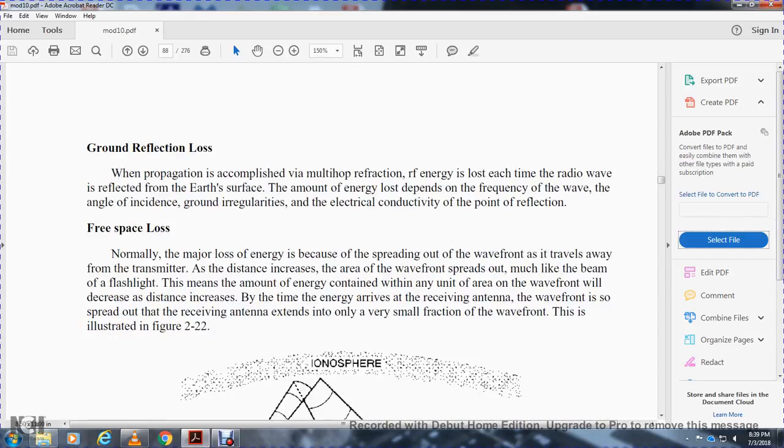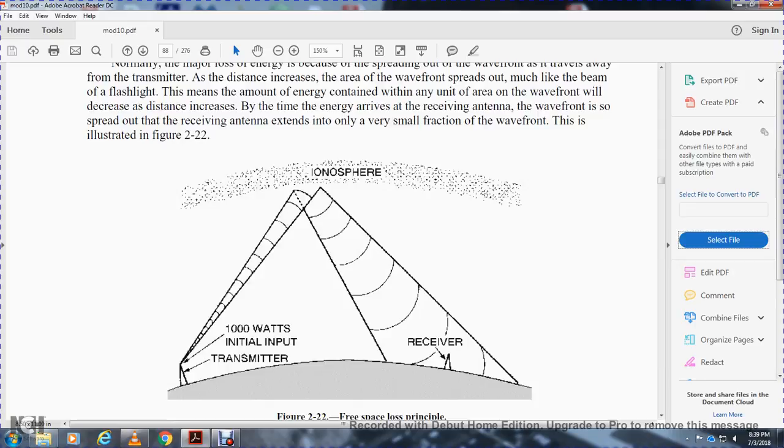All right, free space loss. Normally, the major loss of energy is because of the spreading out of the wavefront as it travels away from the transmitter, in free space, where the wavefront spreads out like the beam of a flashlight. This means the amount of energy contained within any unit of area of the wavefront will decrease as the distance increases. By the time the energy arrives at the receiving antenna, the wavefront is so spread out that the receiving antenna extends into only a very small fraction of it. This is illustrated in figure 222.